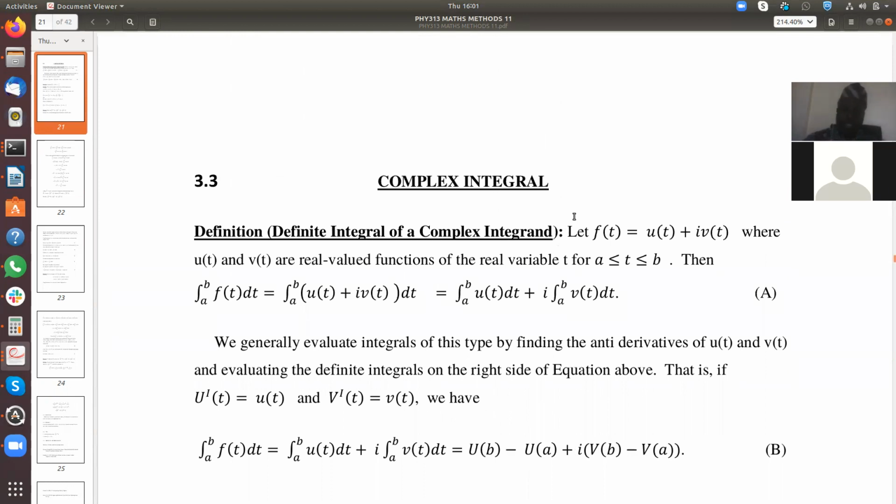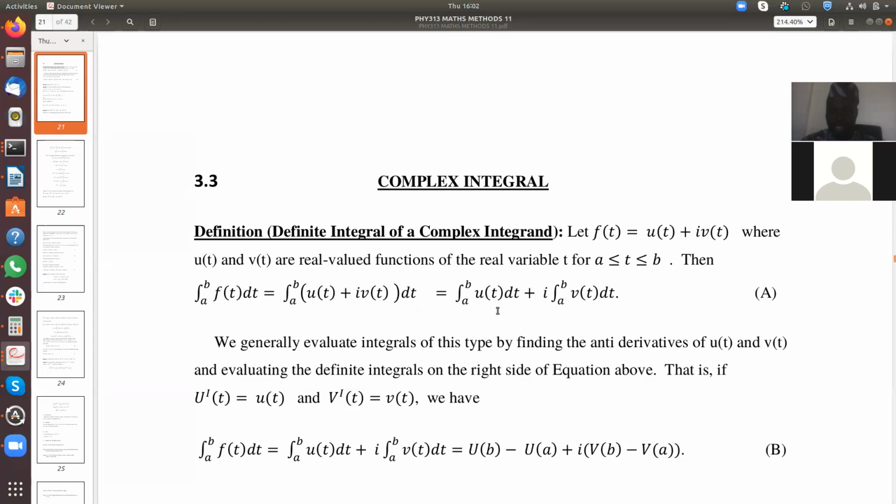So when we talk of complex integral, there are some definitions we need to do. Define the integral of a complex function. So if you look at this, you say let f of t be equal to u of t plus i v of t. That's a function where u of t and v of t are real-valued functions of the real variable t that fall between a and b, that is the boundary. Then we can write an integral from a to b of this f of t dt. So the integral also is split across the functions, which is u of t and i v of t.